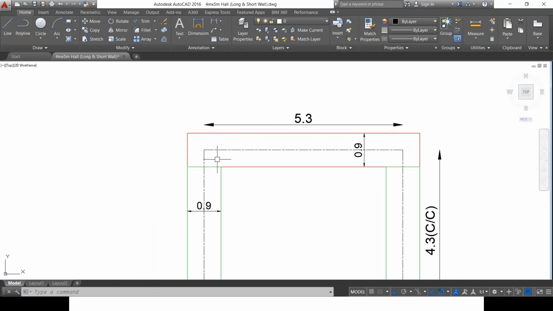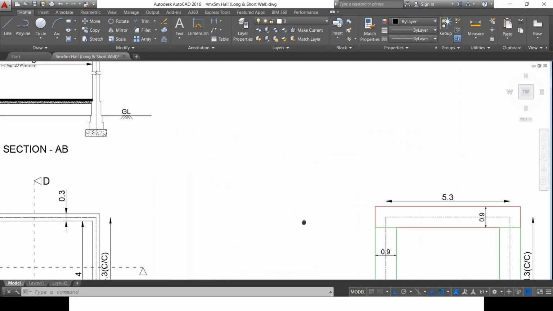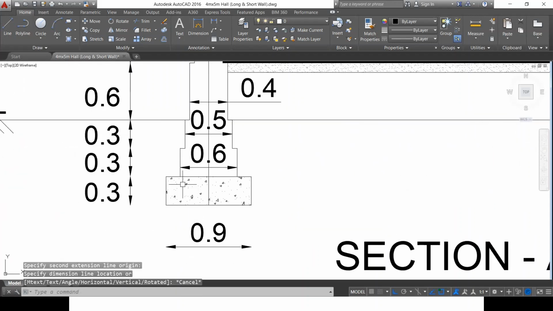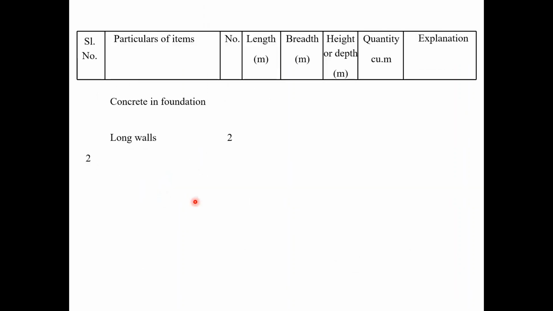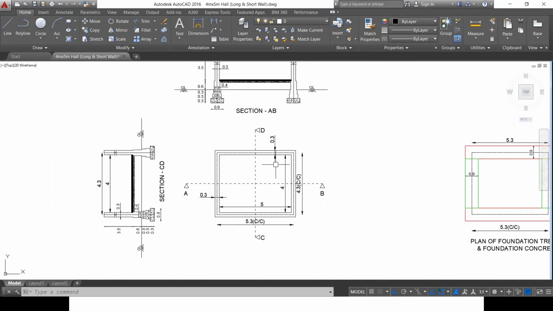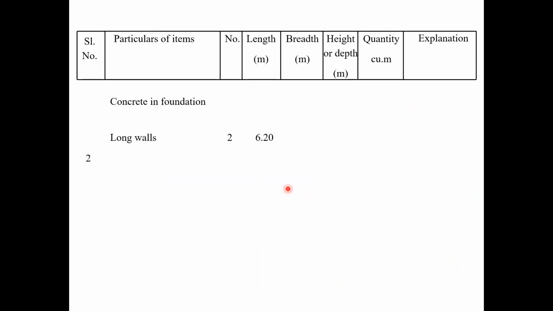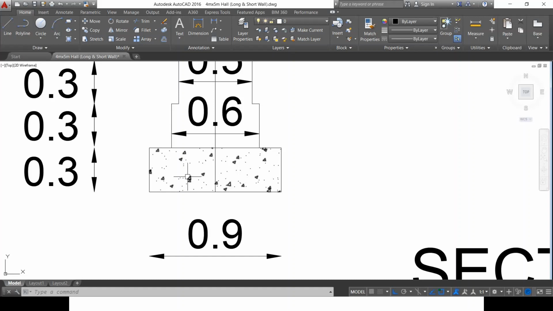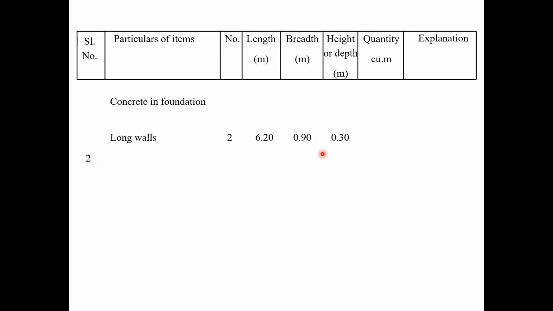Hence, the width and the length are going to remain the same, but not the thickness or the depth. The depth of excavation was 0.9 meter, but the depth of PCC is just 0.3 meter. So the length remains the same, 6.2 meter, as in the case of excavation, where we also considered 6.2 meters. Width is 0.9 meter, but depth or height is only 0.3 meter, because the thickness of the PCC is shown as 0.3 meters. Now the total quantity is the product of these items, 3.35 meter cube.